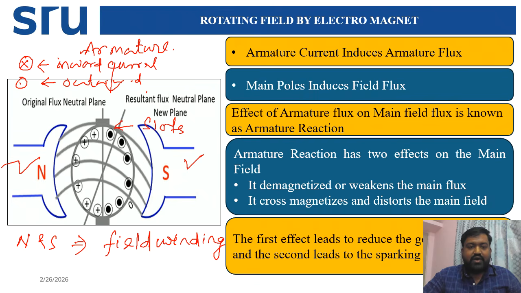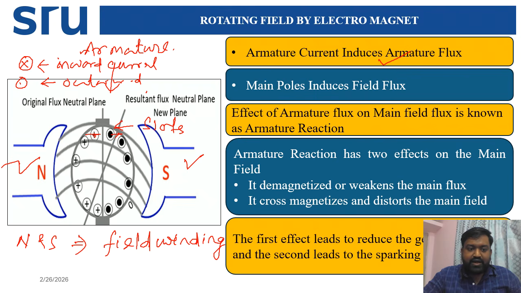Okay. Now you see, we will understand in detail how the current will flow from this position and go outside. Now you have to see the conditions. What is the armature reaction? You see, armature current induces armature flux, which we already discussed in the previous class.